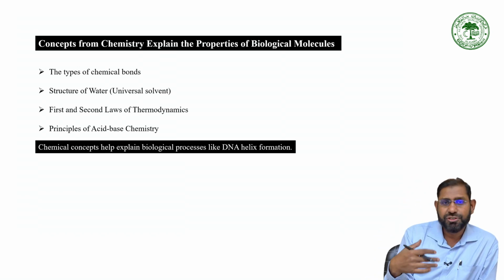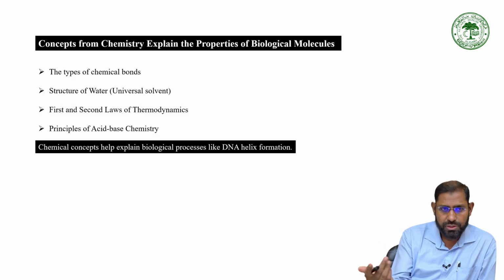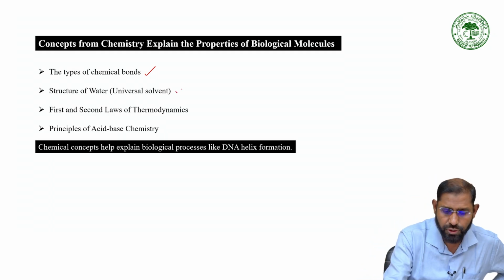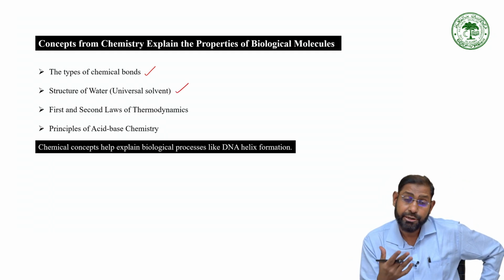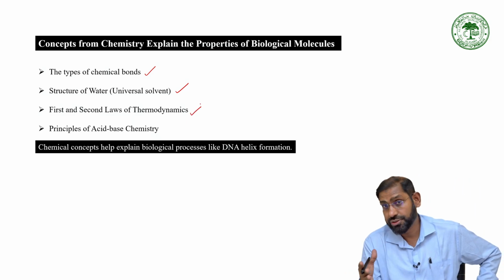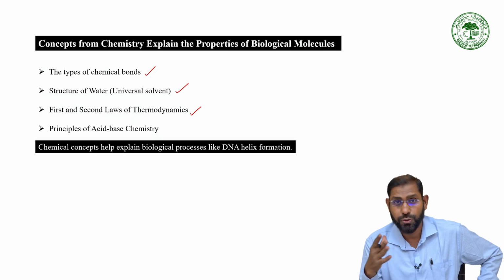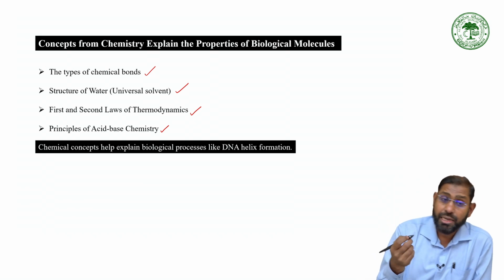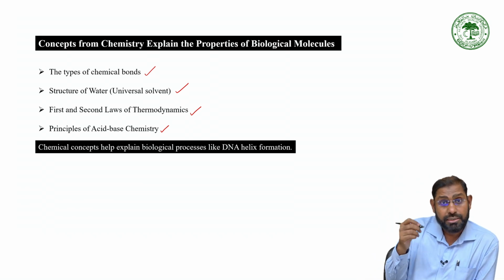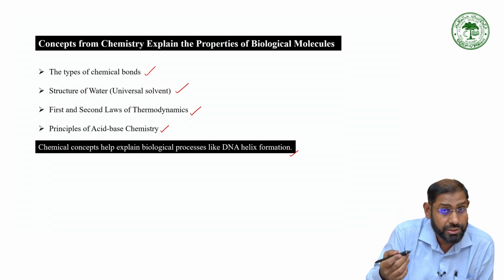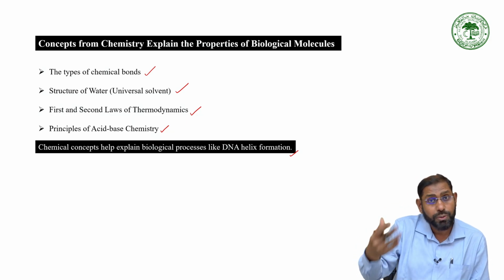Now, concepts from chemistry explain the properties of biological molecules. These are the types of chemical bonds. Then we discuss the structure of water, because water is a universal solvent and it influences the structure of the molecules. Then we have the first and second laws of thermodynamics. That's very important. All systems follow thermodynamic rules. Then we'll discuss principles of acid and base chemistry. The chemical concepts help explain biological processes like DNA helix formation. The chemical process helping in double helix formation is also influenced by different molecular interactions.